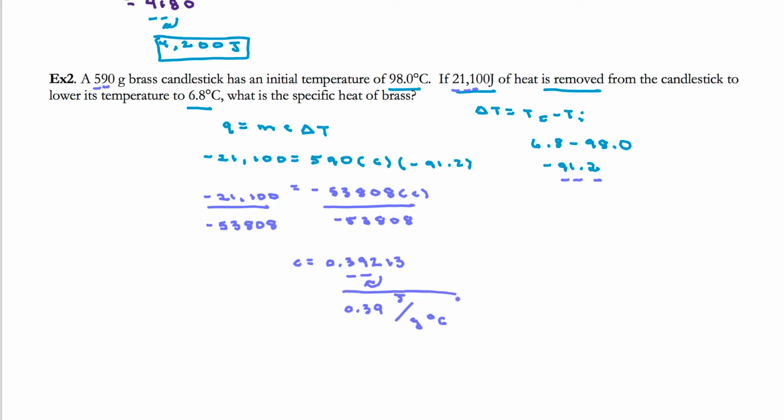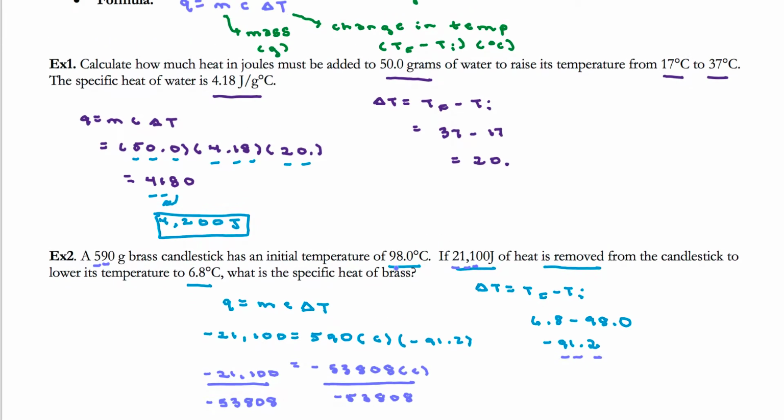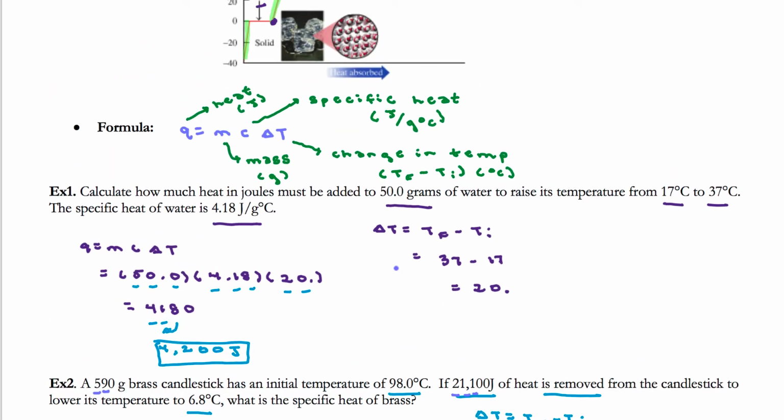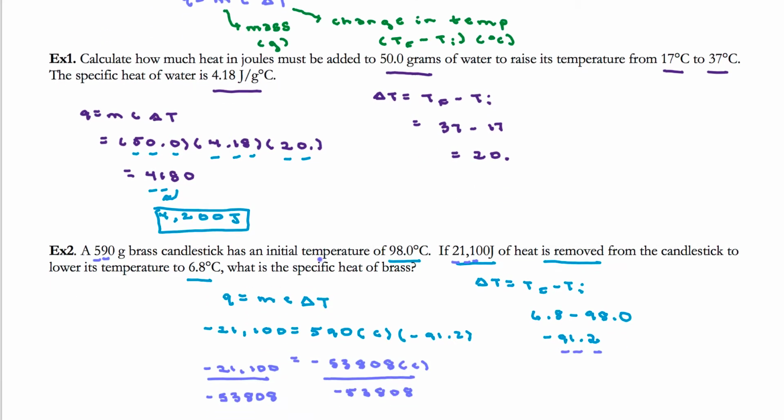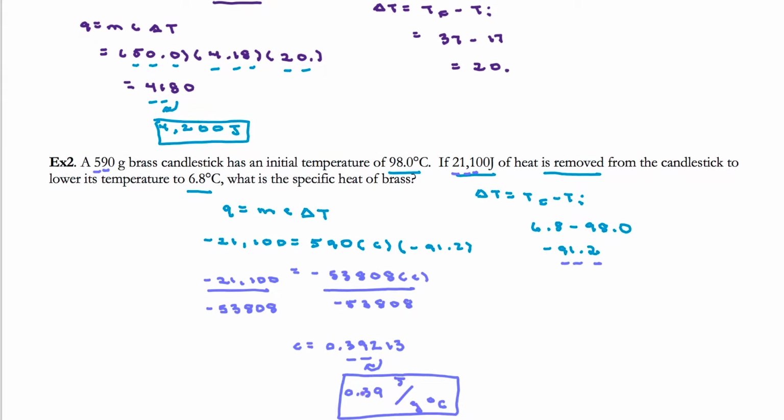A really easy way to check yourself: if you forgot to put the negative for your heat, you would get a negative specific heat, and the specific heat for a substance will never be a negative value. The specific heat for every substance is unique, just like density is. So it's going to be different whether it's water, as you can see here, 4.18, versus metals, which have a much lower specific heat, like brass, 0.39.